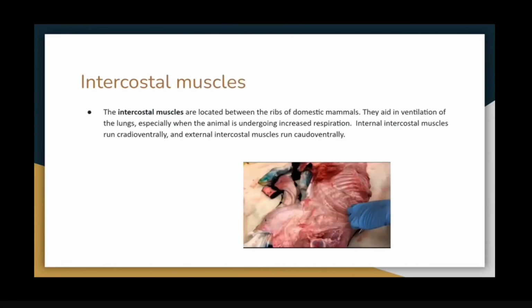The intercostal muscles are located between the ribs of domestic mammals. They aid in ventilation of the lungs, especially when the animal is undergoing increased respiration. Internal intercostal muscles run craniodorsally, and external intercostal muscles run caudoventrally.